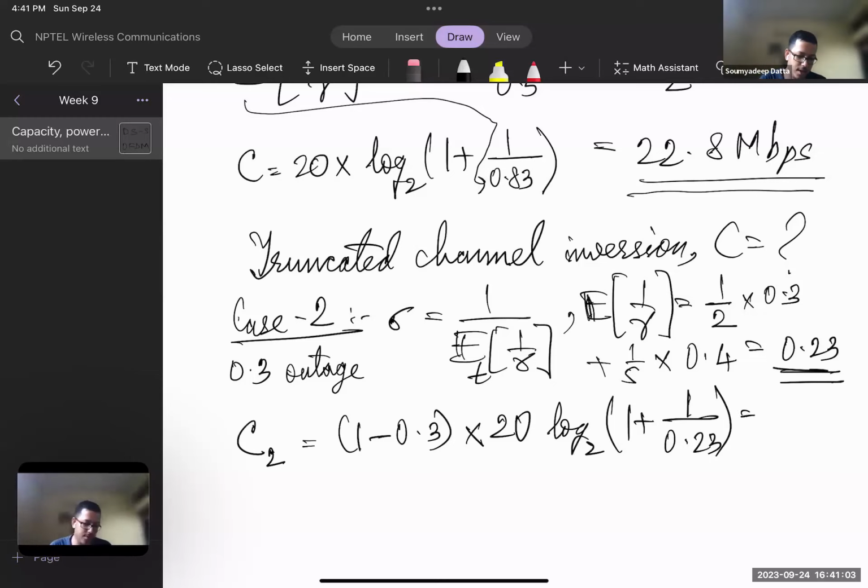So we can quickly calculate this. Plus 1, into 20, into 0.7. It's coming out to be some 33.86, 33.87 Mbps. So this is pretty good, right?